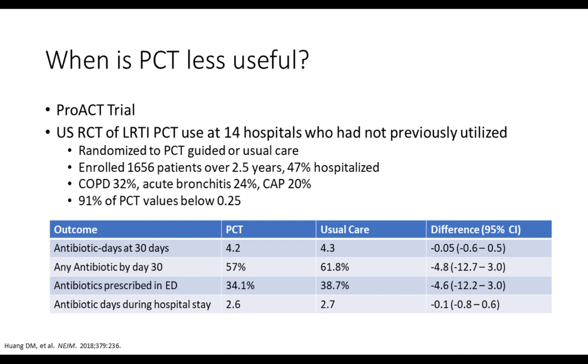They enrolled over 1,600 patients over a couple of years. About half of those patients were hospitalized, about a third had COPD, a quarter had acute bronchitis, and only about 20% had CAP.